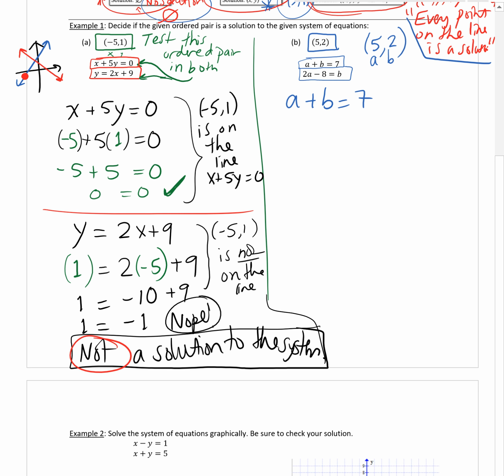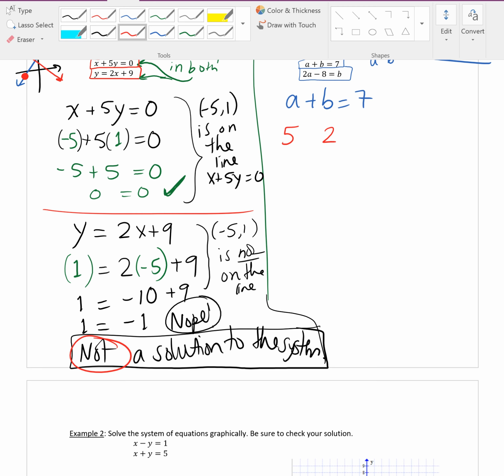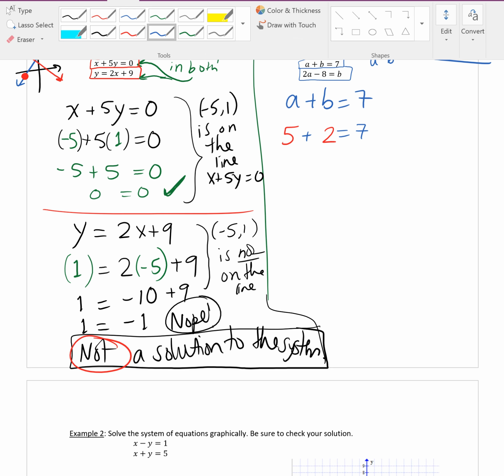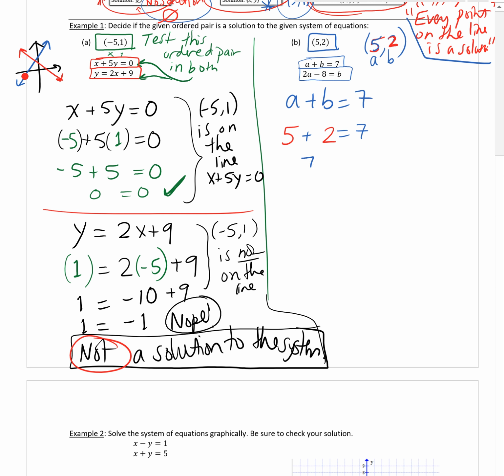So I'm going to take that point and test it in one equation to see if it's true, and then I'll test it in the other equation and see if it's true. The a value is 5, I'll replace that guy, and the b value is 2, I'll replace that guy as well. I guess I could use parentheses, but there's no real reason to, since they're just adding and there are no negatives. So I've got 5 plus 2, that's 7. Oh, that's true, 7 equals 7.